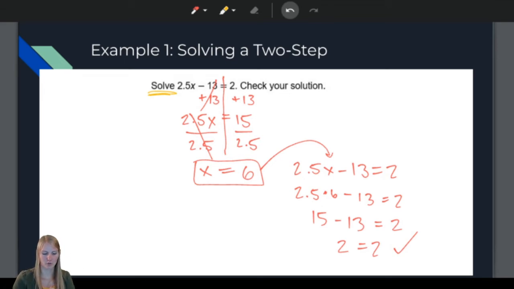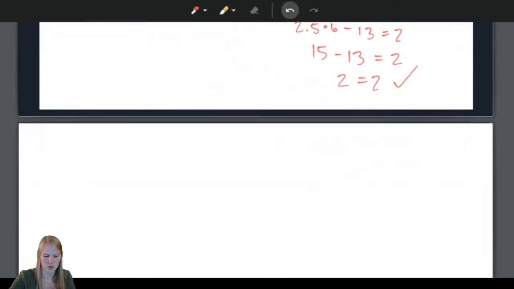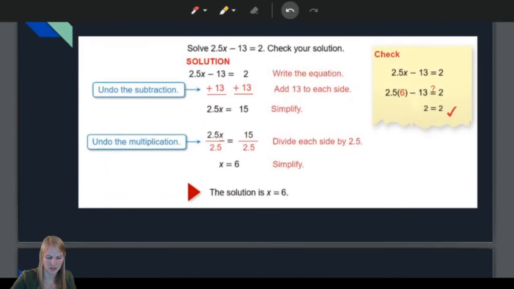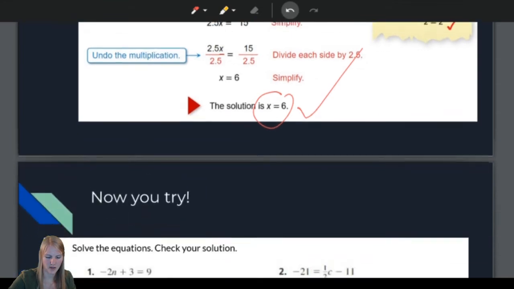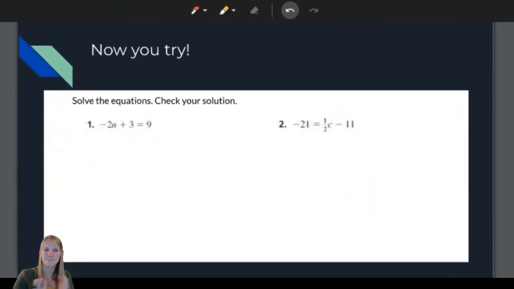Okay, so we added 13 to both sides, and then we divided by 2.5 on both sides. So we just had 2 steps to solve the problem. Well, let's make sure that we were correct. X equals 6, beautiful. And now you're gonna try these problems.